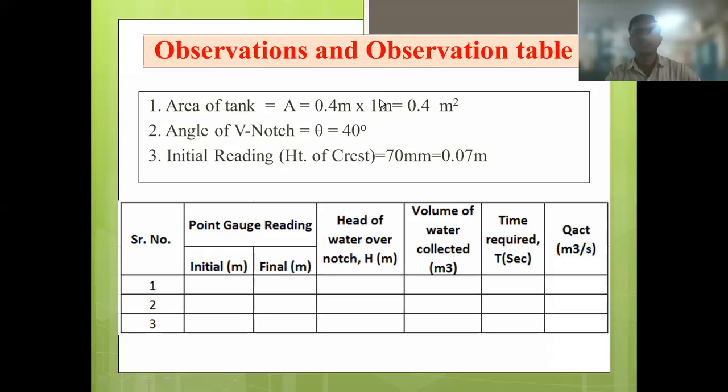Observations and observation tables. This experiment we are going to perform on the tilting flume, and these are the specifications of the tilting flume: area of the tank, angle of the V notch, and initial reading. You can note it down in your notebook and prepare the observation table like this. Okay, do it fast.